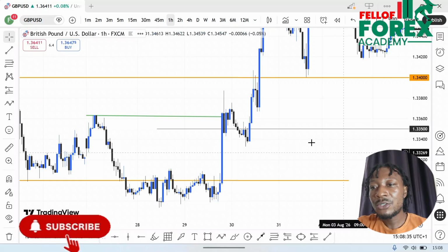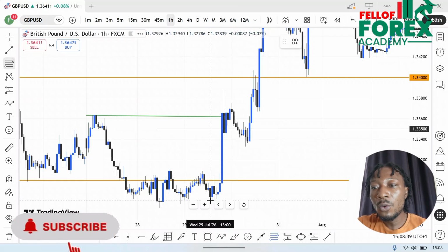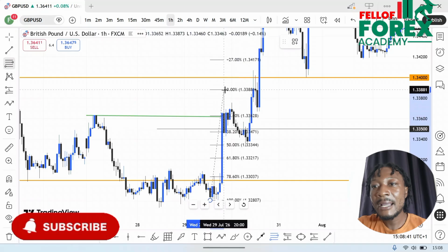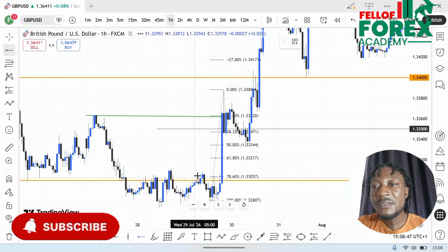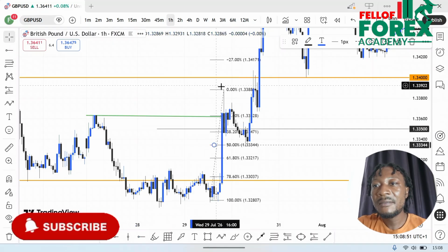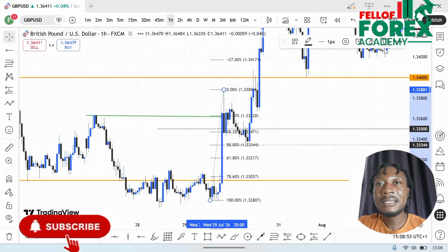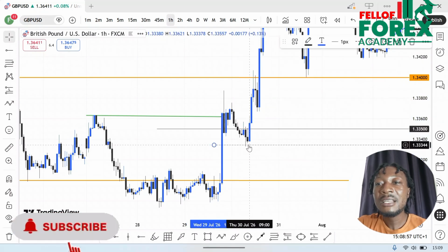Okay, so you use your Fibonacci. You take your Fib from this low to this high, and you realize what happened? Price tapped on your 50% retracement level. This is 50%, right? So I'll delete the Fib so you can look at the line. I marked it on the 50%. You see, price tapped on our 50% retracement level.